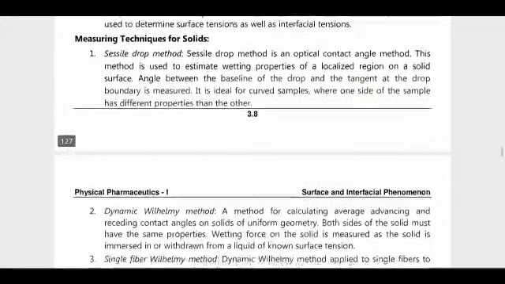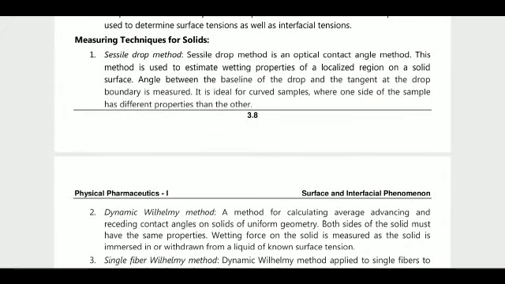For determination of surface tension of solids, first is the sessile drop method. In this method, an optical contact angle method is used. This method is used to estimate the wetting properties of a localized region on a solid surface. The angle between the baseline of the drop and the tangent at the top of the drop boundary is measured. It is ideal for curved samples, where one side of the sample has different properties than the other.